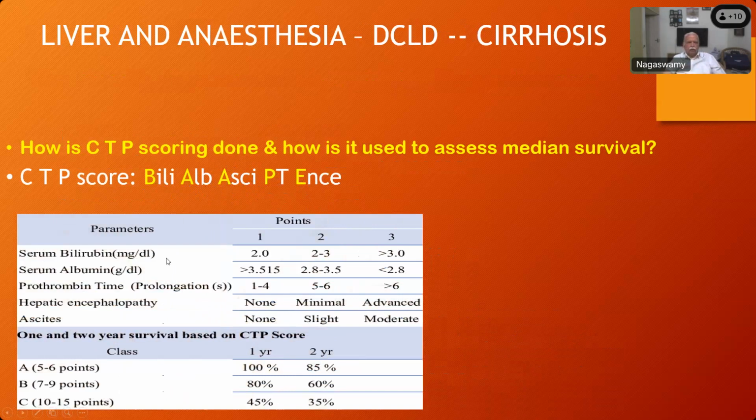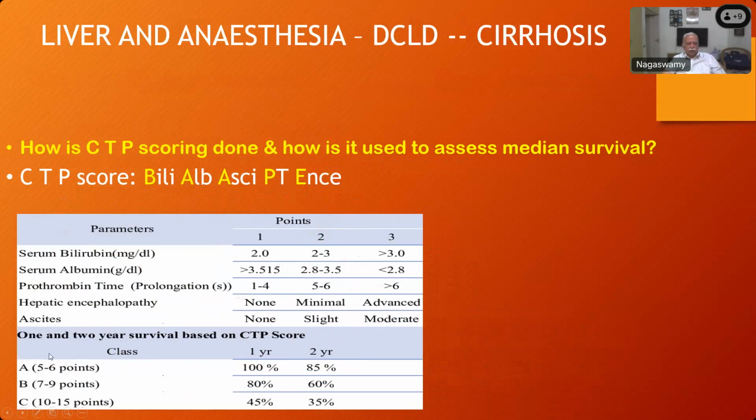So when the serum bilirubin level is less than 2, it is grade 1, 2 to 3 grade 2, and more than 3 you give 3 points. Then similarly for albumin decrease, you give the points. In prothrombin time prolongation, you give the points like this. And encephalopathy, if it is present, minimal or advanced, you give that. Ascites also like that, you do the calculation. And it is classified into 3 groups based on the points: CTP score A, B, and C. A is 5 to 6 points, B is 7 to 9 points, and C is 10 to 15 points.